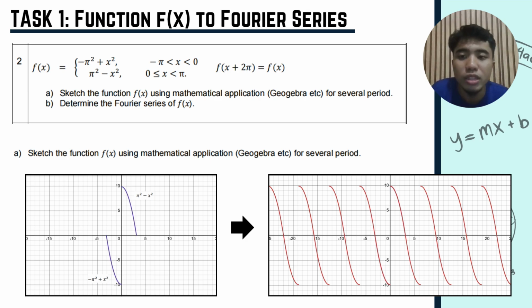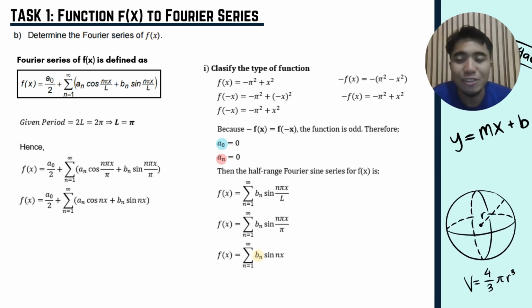So for A, we will sketch the function of f(x), and after we sketch it, we can see that it looks like a half-range Fourier sine series. Next, B is to determine the Fourier series of f(x).